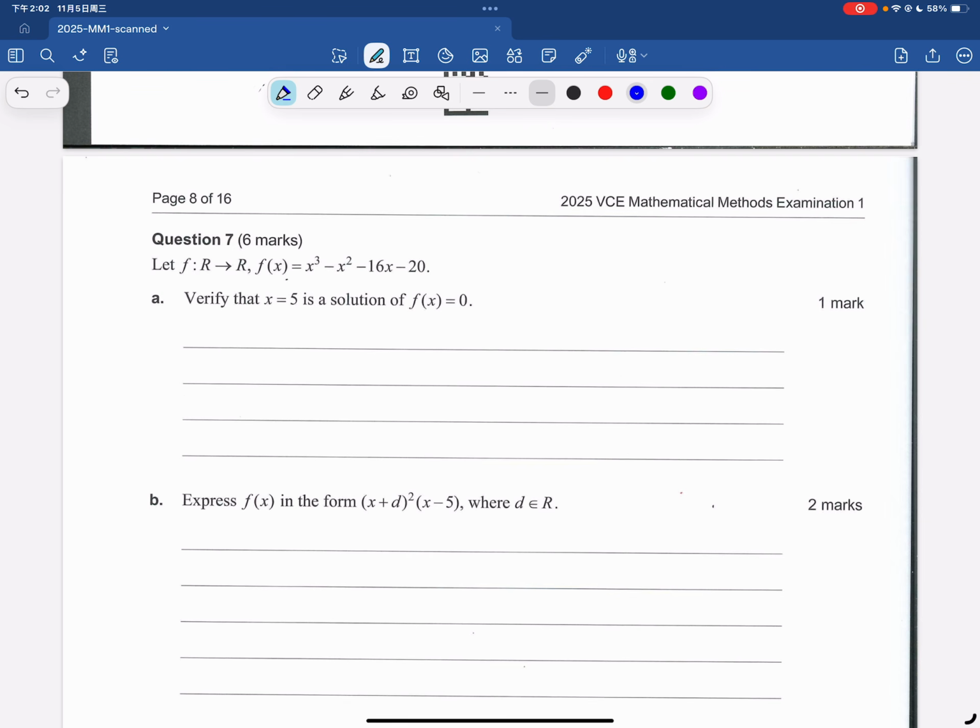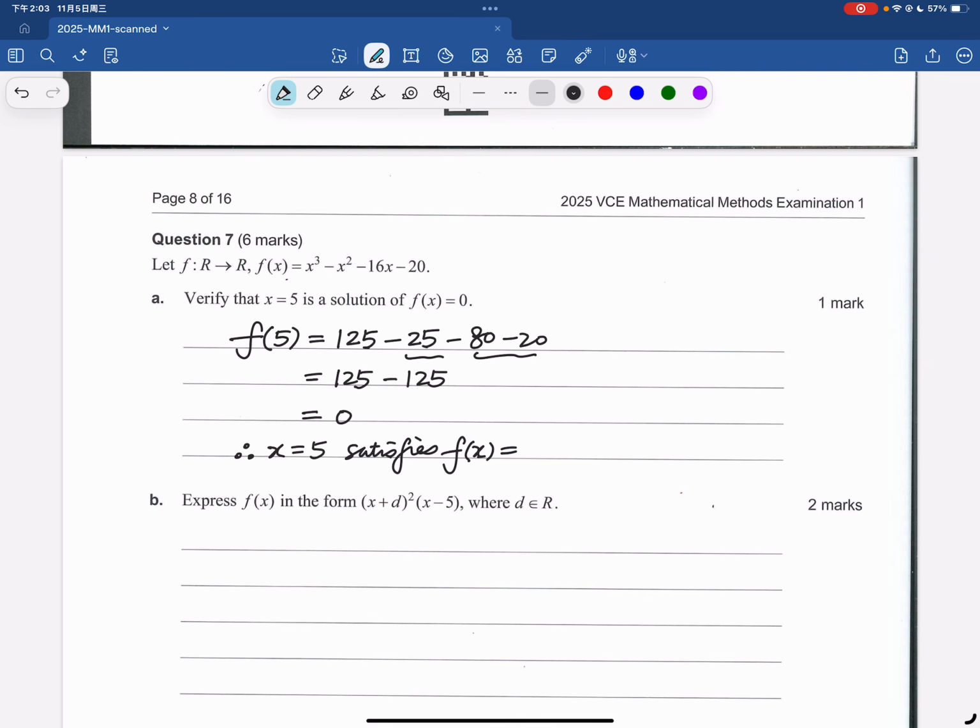Question 7, a simple polynomial equation. Then we have, okay, verify f of 5 is a solution. Make sure you show the calculation. 5 to the power 3 is 125, minus 5 times 5, that's 25, minus 16 times 5 is 80, minus 20. So eventually you have 125 minus 125, so that's 0.